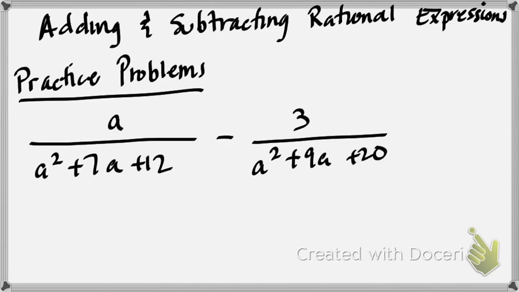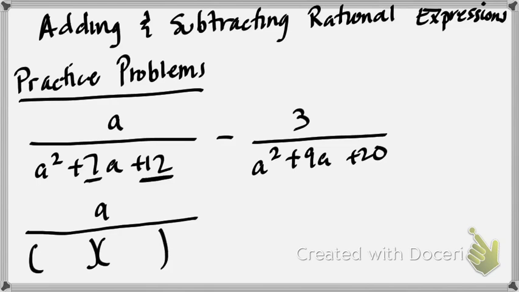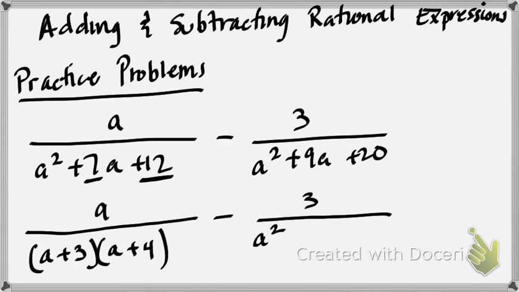Okay, in the last video, the first thing we did is we factored the bottom. So we're going to do that same thing. We've got to know what parentheses the left side has and what parentheses the right side has so that we can get them both to be the same. On the bottom, we're looking for what multiplies to 12 and adds up to our middle term 7a. And if you think about that, it's going to be a plus 3 and a plus 4. On the right side, we're looking for what multiplies to 20 and adds up to 9. That would be a plus 4 and a plus 5.